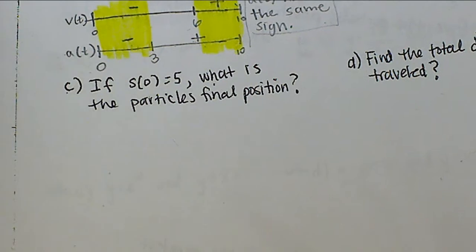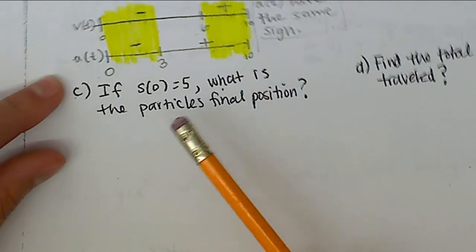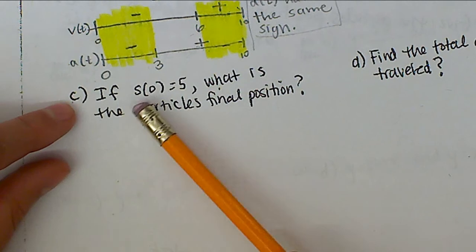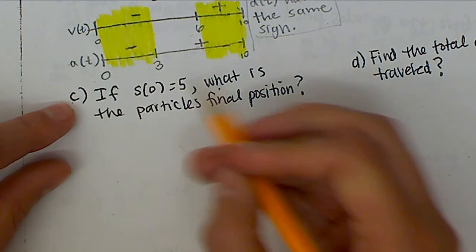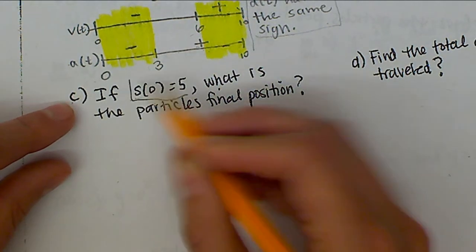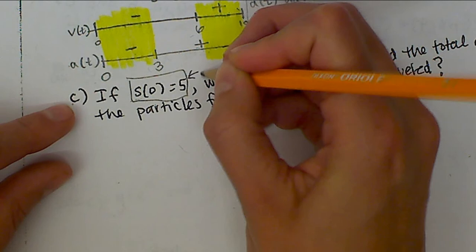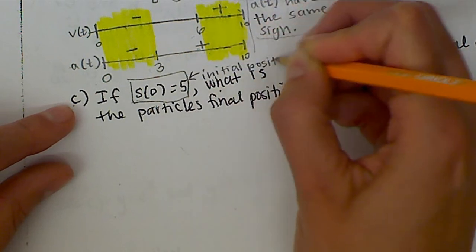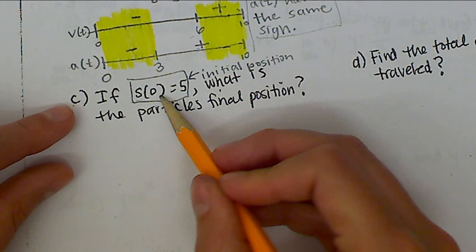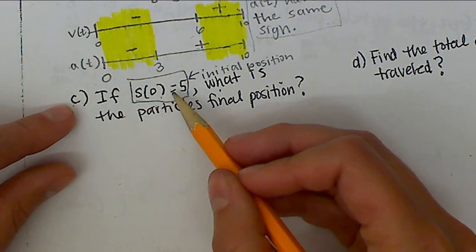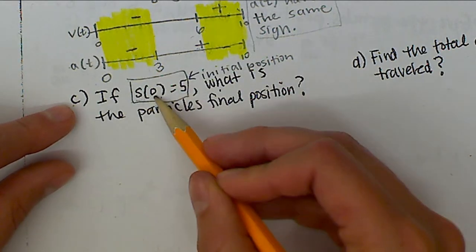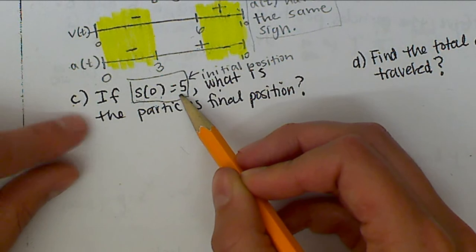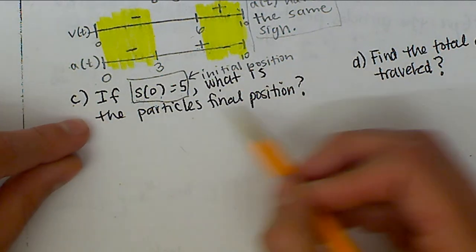C is a great problem, and it is a new idea. So if s of 0 equals 5, this is giving us what is called the initial position. It's telling us the position, the starting value, or the initial value at 0. So the initial position, or initial value, is equal to 5. And it's asking, what is the particle's final position?